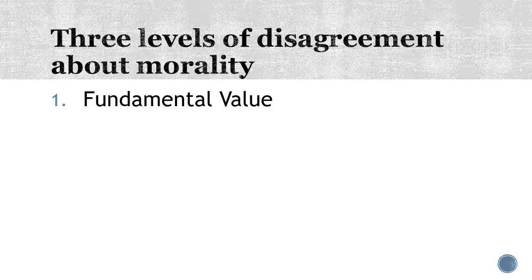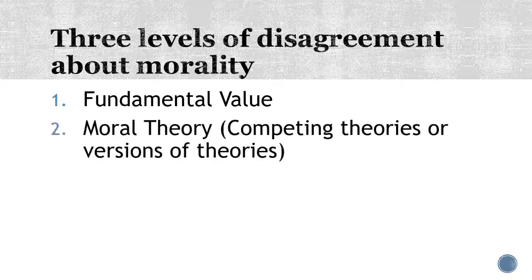The more common levels of disagreement about morality that we see in a given period of time is a disagreement about moral theory. So the idea is that two people might agree that what's important here is the right thing to do, the moral good. It's just that they disagree about what the moral good actually is. That is, they disagree about how to determine what the right thing is, even though they both think that it's important that the right thing be done.